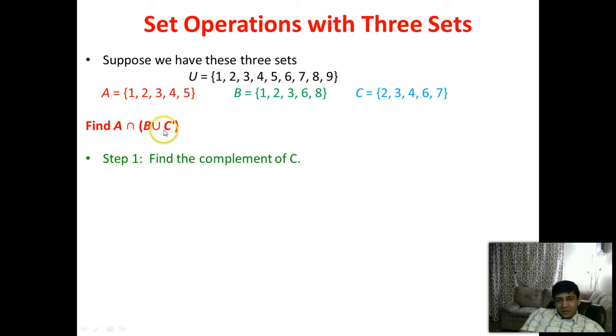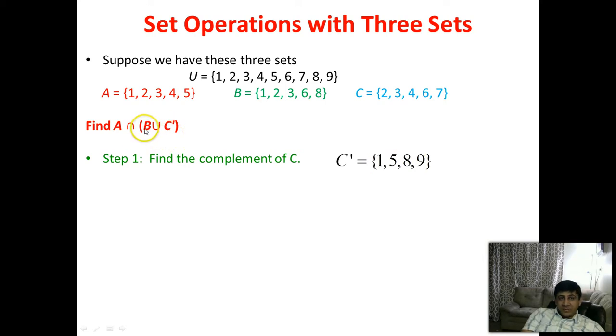So let's start by finding the complement of C. C is this set. The complement of C means we exclude these elements from U, and whatever is left over will be our C complement. If you exclude 2, 3, 4, 6, 7 from this set, the remaining is 1, 5, 8, 9. That is your C complement. So we are done with this one. Now, as I told you, we have to work our way outwards.